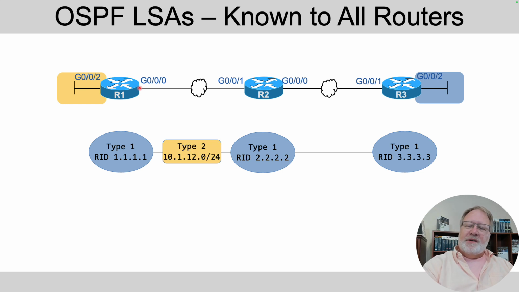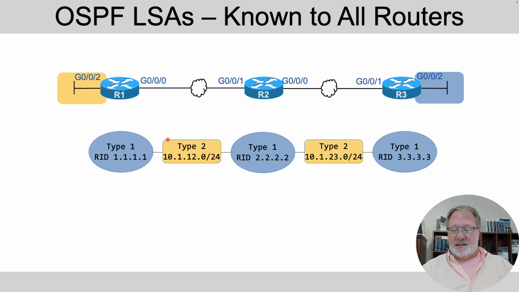Then on Ethernet links with 2 or more routers, one of the routers creates a type 2 LSA with data about the link, the subnet. So in this case, we've got one such link between R1 and R2 and another between R2 and R3. So some router creates a type 2 LSA for each of those, and those LSAs are flooded. Now the LSAs are just data in a data structure that's advertised with OSPF messages. But at the end of this, R1, R2, and R3 know all of these LSAs.